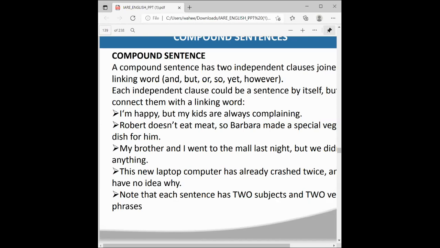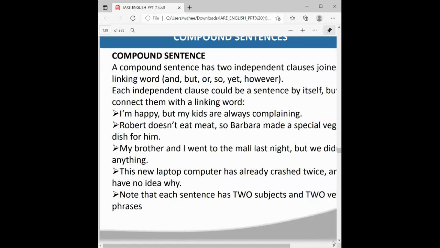I'm happy, but my kids are always complaining. This is a compound sentence. I am happy, but my kids are always complaining. It is telling you more about the state of thought that it is having. A compound sentence with two independent clauses, where but is used in the sentence. We connect them with linking words, isn't it?